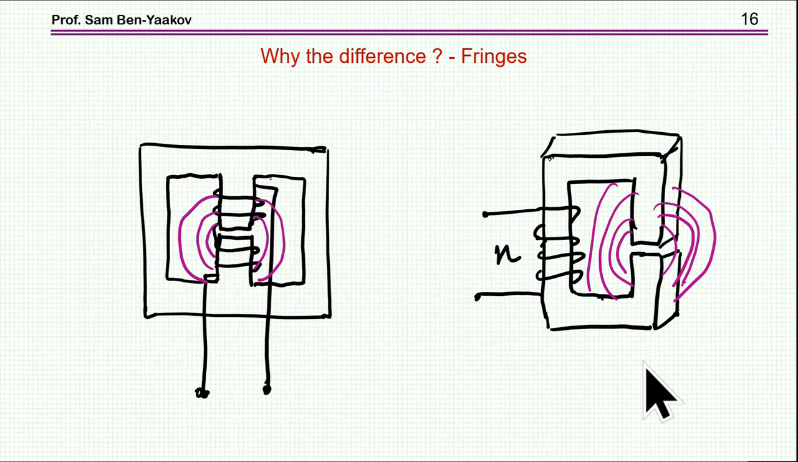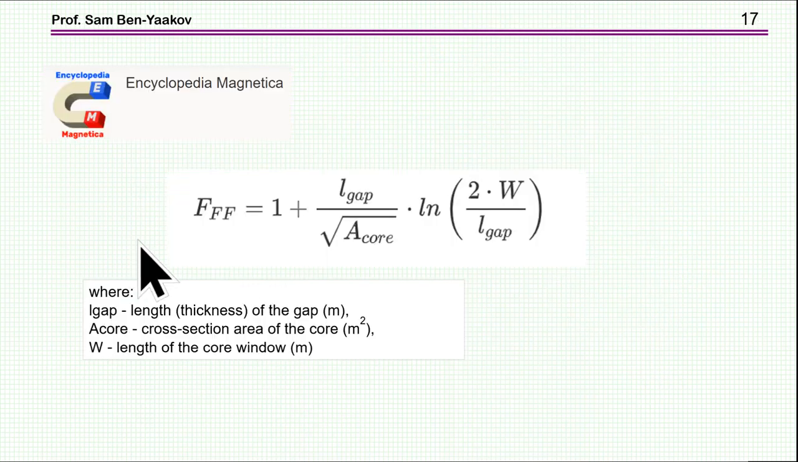This is well known, and in fact there is an analytical equation for it, a theoretical equation. This is taken from this website, which is a very nice magnetic website. And here is the expression for the so-called fringing factor, which means it is a factor of by how much the actual inductance is larger than the theoretical one, considering the fringing effect. And this is the effect of the fringing. While this is the gap length, this is the cross-section area, this is the length of the core window, and again, this is the gap. So this is an analytical expression.